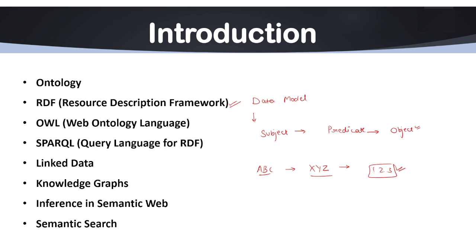RDF is basically a backbone of semantic web and it helps in linking data across different sources. And AI can use RDF to answer complex queries.